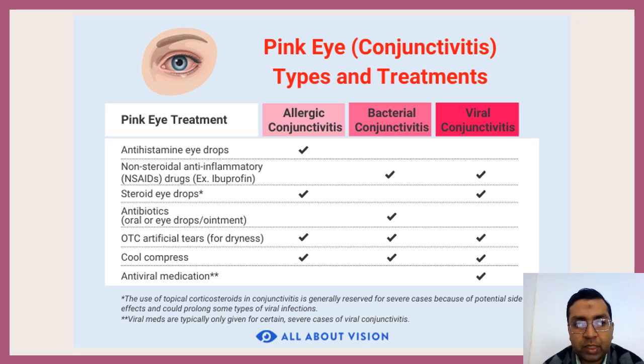In viral conjunctivitis, what happens? We reduce the inflammation with steroid eye drops, because we all know that steroids generally have an anti-inflammatory property, and then artificial tears, cool compress, as well as antiviral medication. Here antibiotic is not prescribed, because antibiotics are ineffective against viral infection.